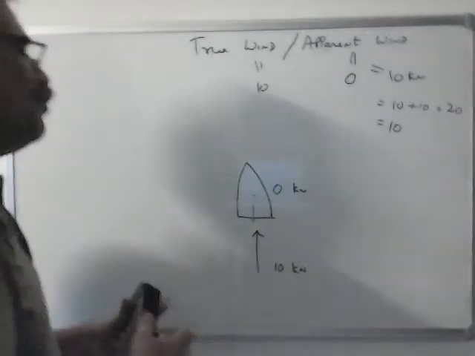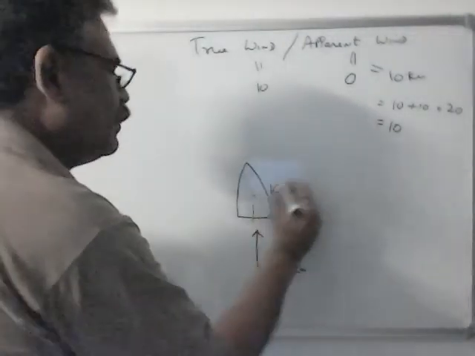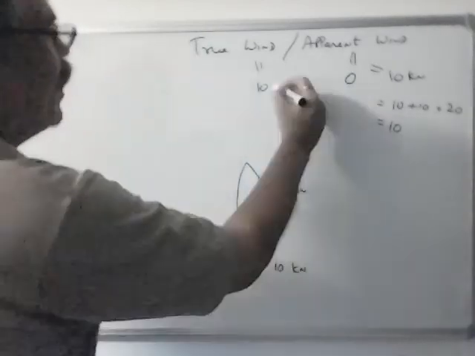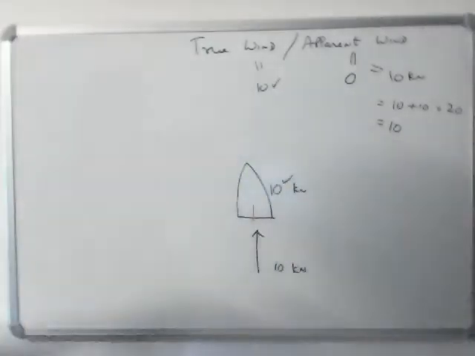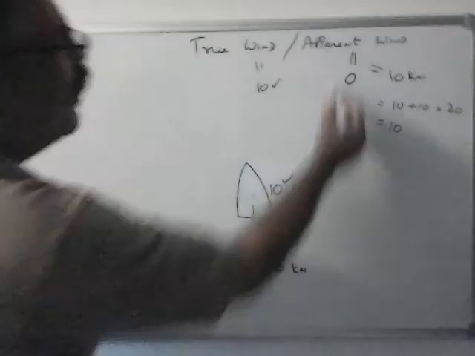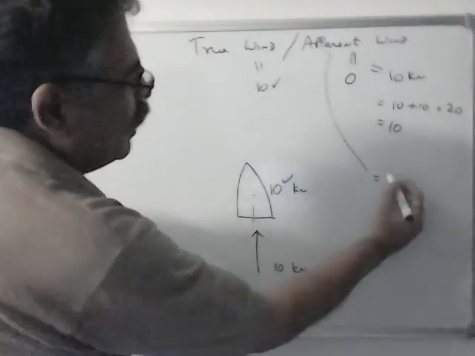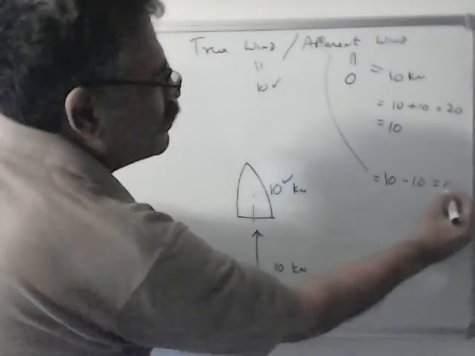And now if the ship is moving at a speed of 10 knots, and true wind is also 10 knots like this, what will be the apparent wind? Apparent wind will be 10 minus 10, 0.